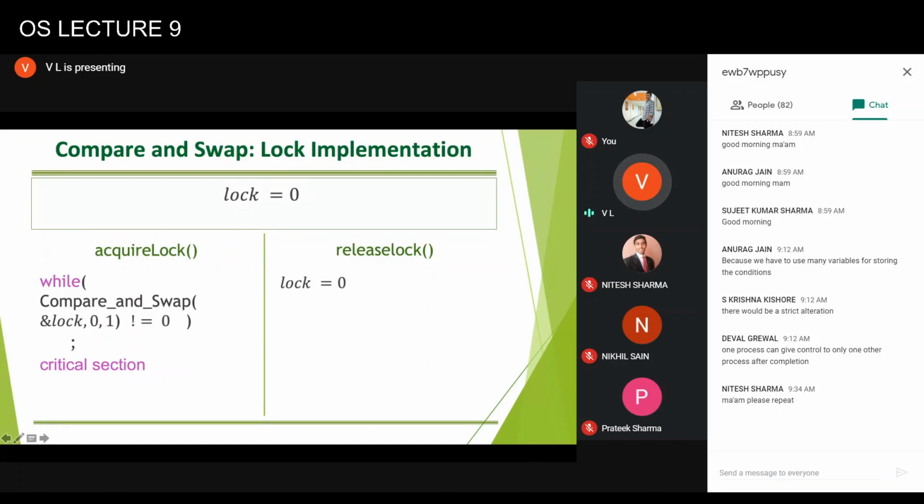I said 0 and 1, but it could be any other values. That's the flexibility here. Only the first process will update the lock. So it will require one read and one write, but all other processes will require only a read. This is how the acquire lock will work. And in release lock, it will again set the value to 0.